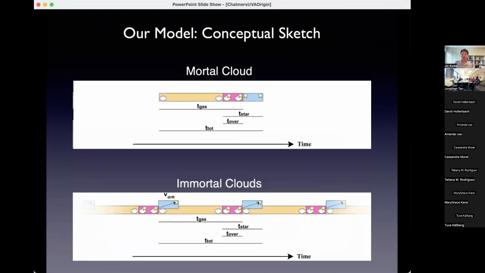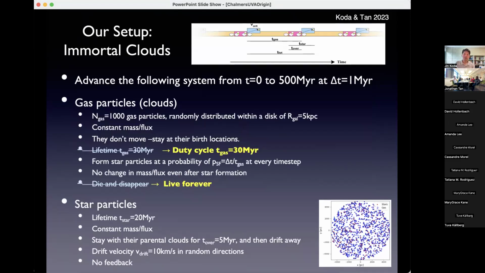So now we stretch this model and say that, okay, clouds never die. They are immortal. They just live forever, okay? And instead of cloud death, they just repeat the same process again and again. So the clouds start in the gas phase, and they just live alone, and then form stars and live with the stars for some time, T overlap timescale, and then the stars drift away from the parent clouds, and then the clouds start a new cycle, but they never die. So in the context of the previous slide, what's changed is that the cloud lifetime is now the star formation duty cycle of the molecular cloud, 30 million years. And instead of dying and disappearing, they just live forever in this simulation.